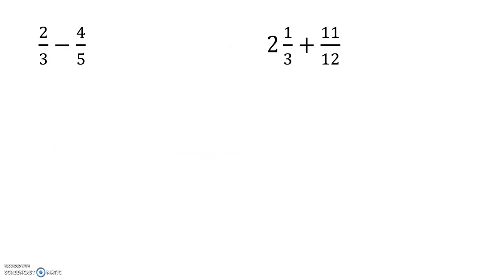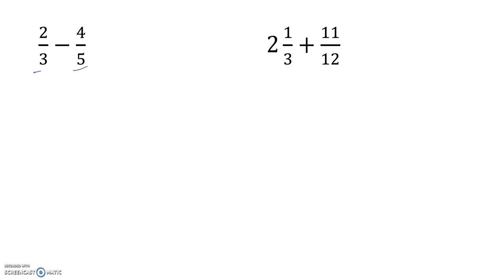So let's look at this first example, 2 over 3 minus 4 over 5. These do not have common denominators, a 3 and a 5. They're different, so I have to make them be the same. Both of these fractions have been reduced. We need to basically unreduce them. So you want to think about the numbers 3 and 5 and what number they are both multiples of.